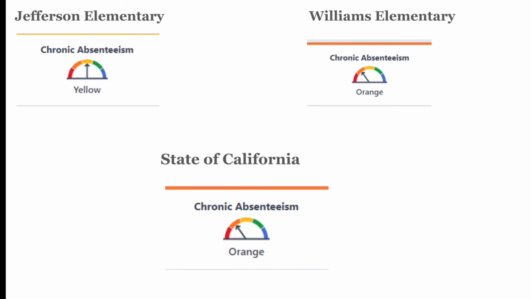But Williams Elementary has African Americans and students with disabilities in the red, they have Hispanics and socioeconomically disadvantaged students in the orange, they have English learners in the green, and they have no students in the blue.